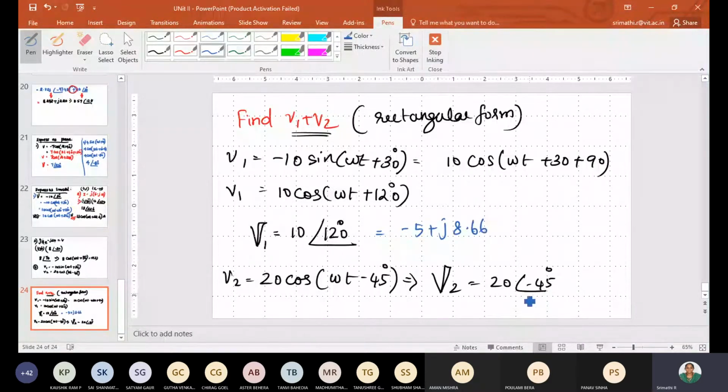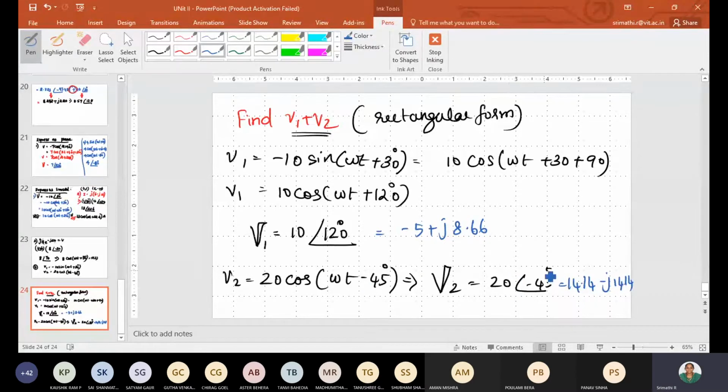What is 20 angle minus 45? Next one. Just solve and tell me. 14.14, minus 14.14, yes ma'am. Okay, angle is 45 now. 14.14. Okay. So if your angle is 45, mostly your A and B will be same. And depending upon whether the angle is minus, you'll be getting minus. I think root 20 is 14.44.